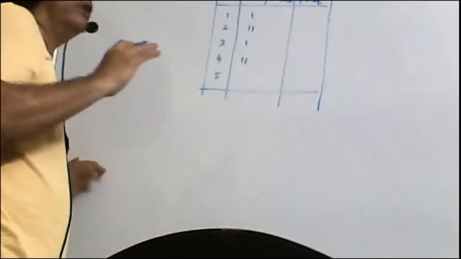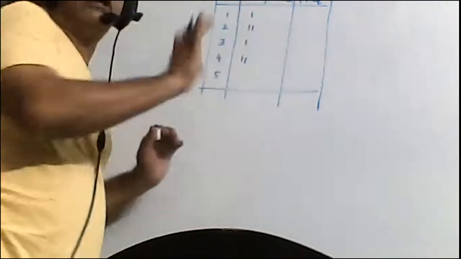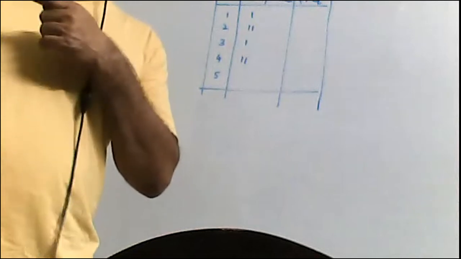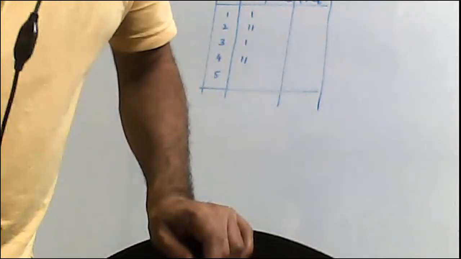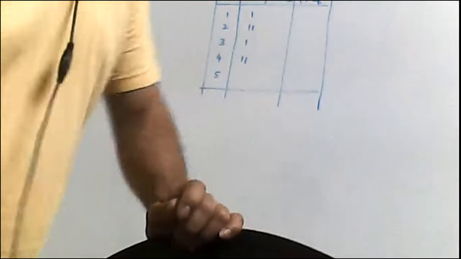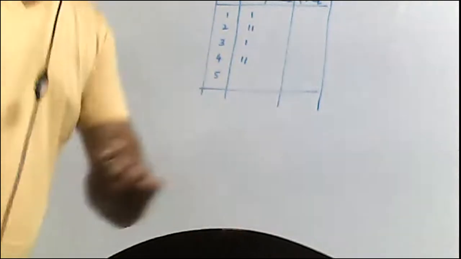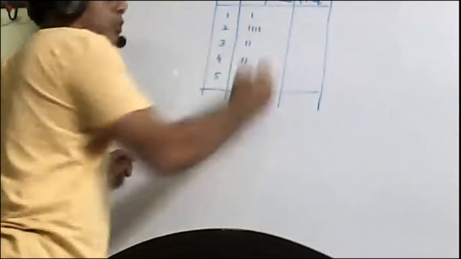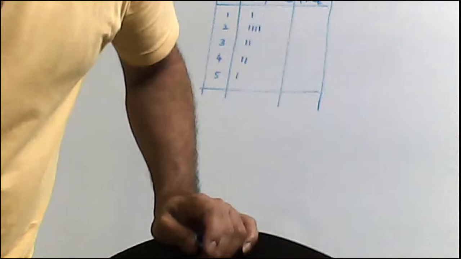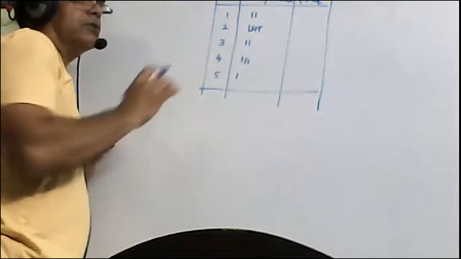Like that, you have to go on putting tally marks. Don't count how many ones there are and then put them. No, not like that. You have to go one by one, in whatever order the data is given. Is it clear? Every fifth tally mark, we cancel it like this, so we make a group of 5.